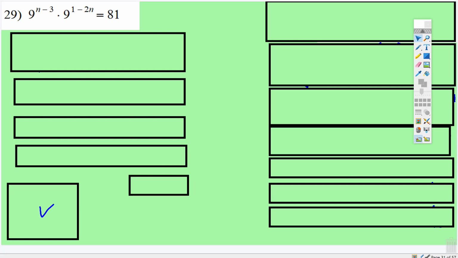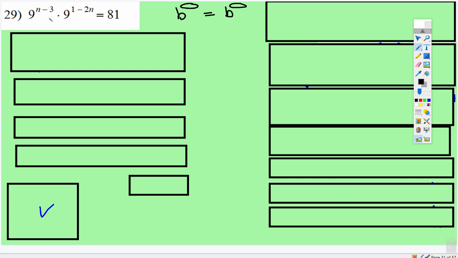Okay, we're going to keep working on solving exponential equations. And again, they get a little bit more complex, but manageable. Here we have 9 to an exponent times 9 to an exponent is equal to 81. Remember, the whole point is to get b to an exponent equal to b to another exponent, then set the exponents equal to each other.